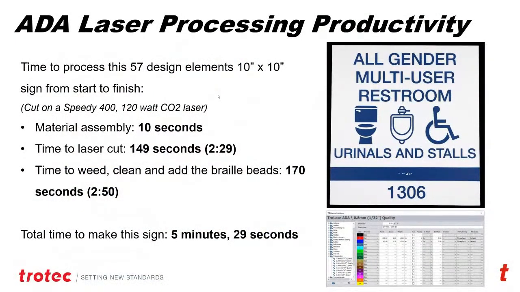This was a 10-inch by 10-inch sign, cut from start to finish. Assembly of the material was only 10 seconds. Time to laser cut it was 2 minutes and 29 seconds. And to weed, polish, and add the Braille beads was 2 minutes and 50 seconds. So in 5.5 minutes, from inception to a finished ADA regulation sign with Braille raster beads, it is complete.